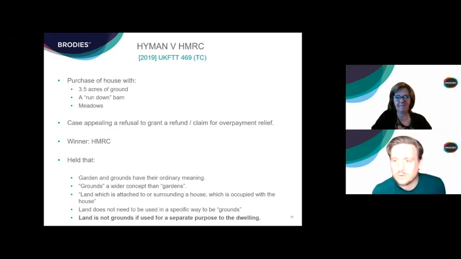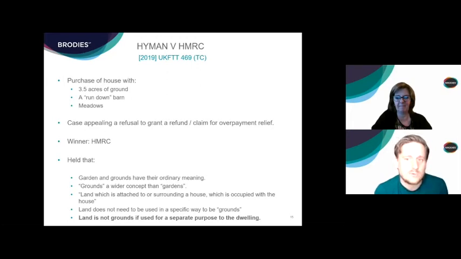The first case I want to mention then is Hyman against HMRC. This is a 2019 case that concerned the purchase of a substantial country house with 3.5 acres of ground. There was also a rundown barn and an adjacent meadow, which was included in the purchase and which was separated from the house by a bridleway. This is one of the overpayment relief claims.